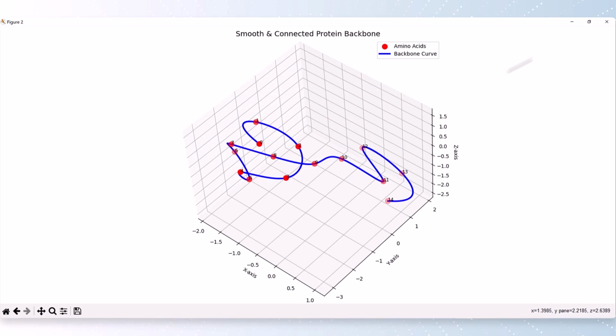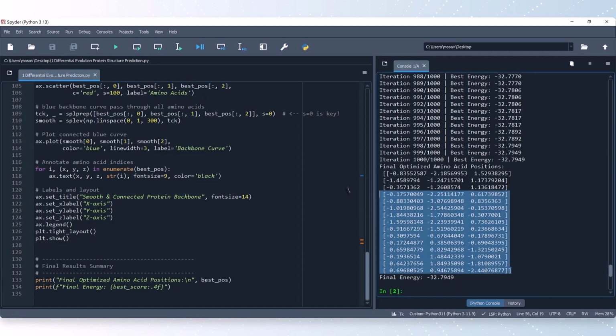Also for our 15 amino acids, we have the 3D position in X, Y, and Z axes. And obviously the final energy, which is minus 32, exactly this number at the 1000th iteration, which is the best solution found by the differential evolution algorithm on our protein folding problem.